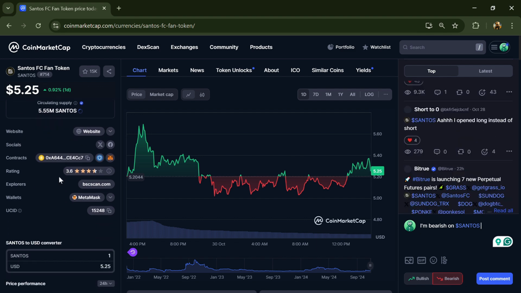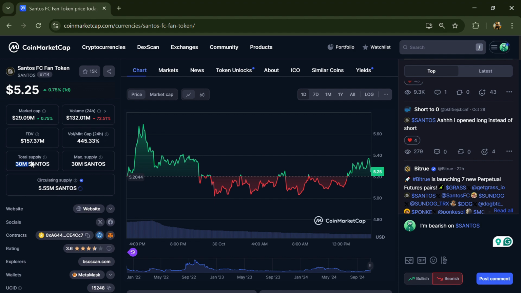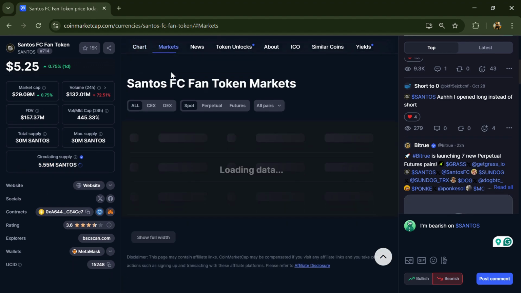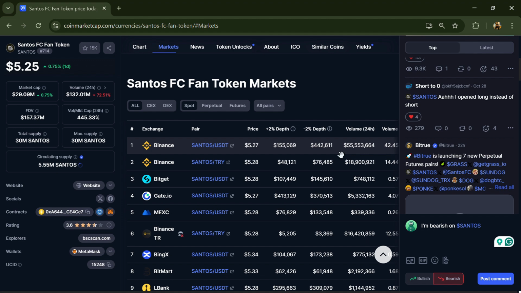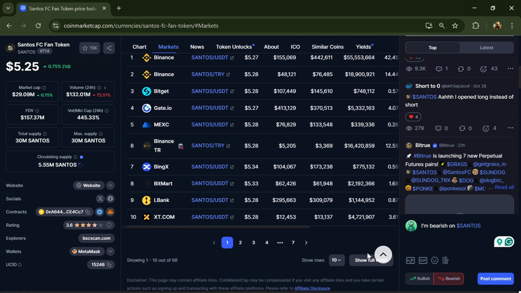Santos FC Fan Token institutional rating is 3.6. Santos FC Fan Token total supply is 30 million and circulating supply is 5.55 million Santos tokens. Santos Token is listed on most popular exchanges like Binance, BitGet, Gate.io, MEXC and other exchanges.